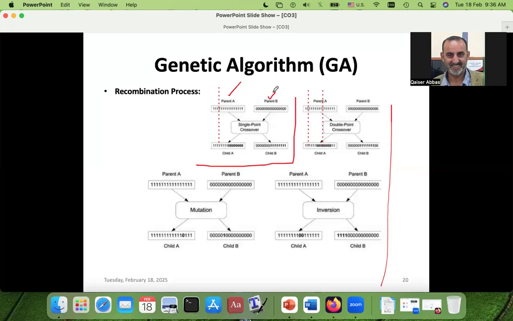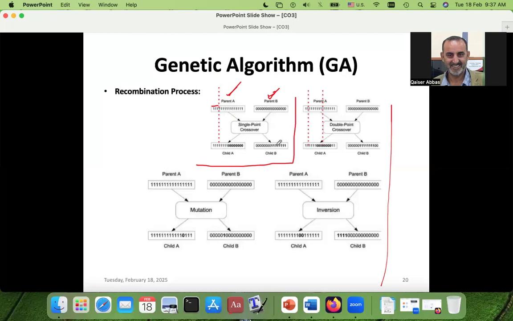Single point crossover means you have to identify some point in any one member, parent A or parent B. You have to highlight some point. For example, here I am highlighting with this line that I am going to introduce the cut at this point after 3 binary digits. After 111, I am going to introduce this crossover or cut here. And if you do something like that, then what will happen?